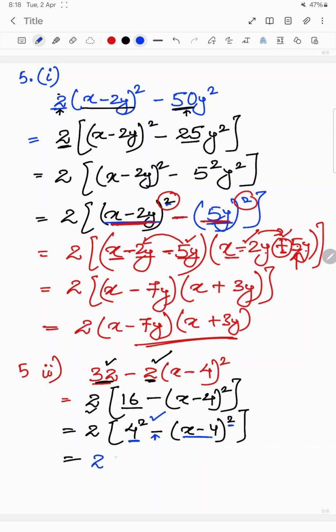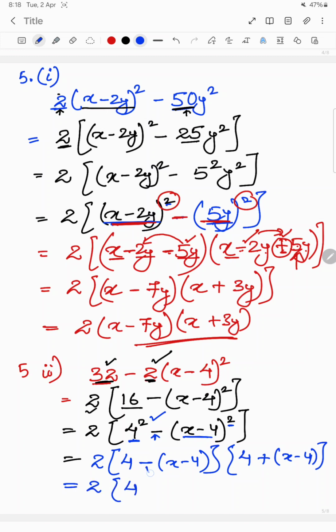So now this gives me 2a is 4 minus, this is my b, into a plus this is my b. I hope you have understood here. So now let's remove the bracket. So 2 into 4 minus into plus x is minus x, minus into minus 4 is plus 4, bracket close. Here I have 4 plus, open the bracket, x minus 4.